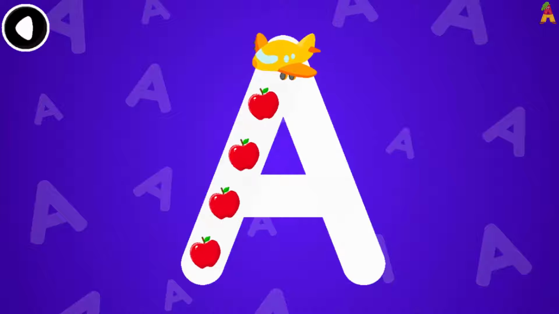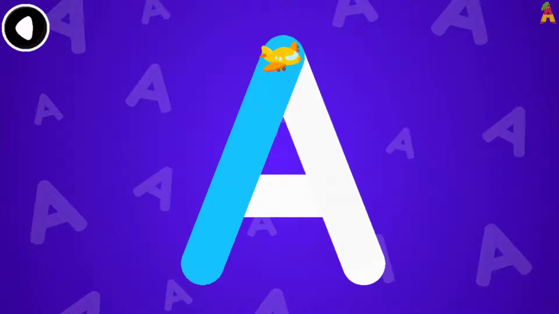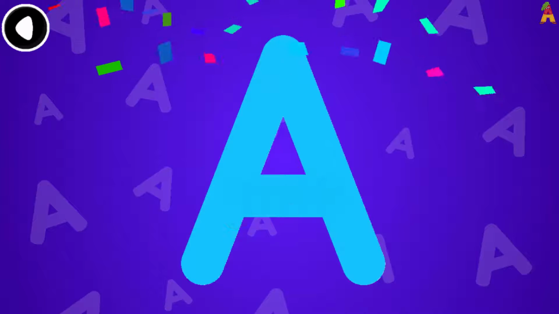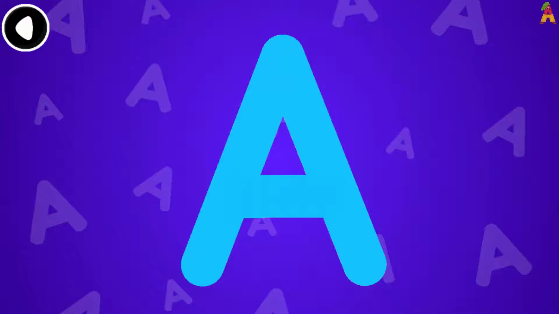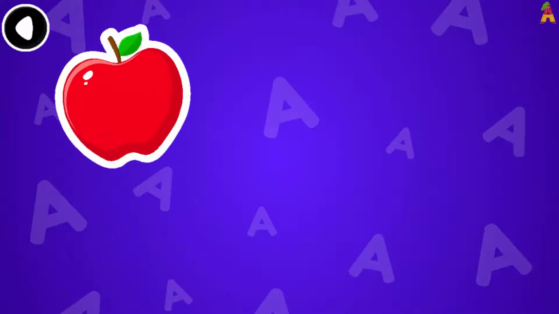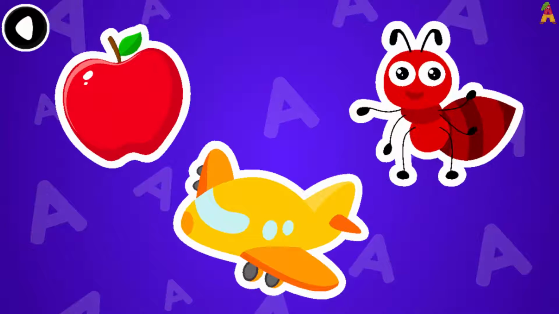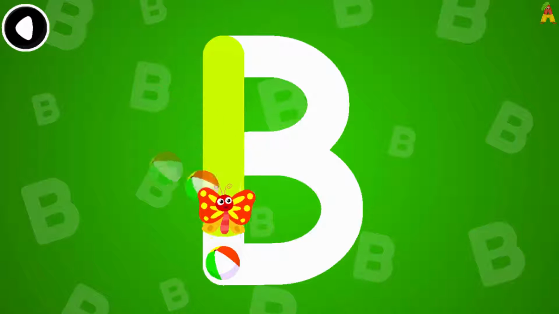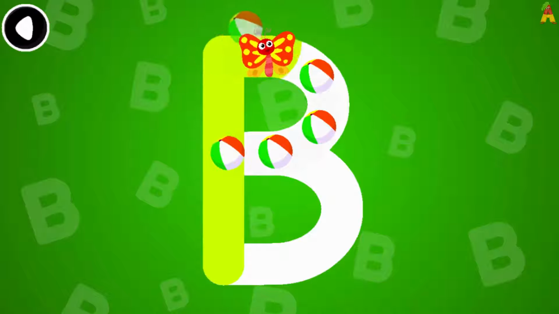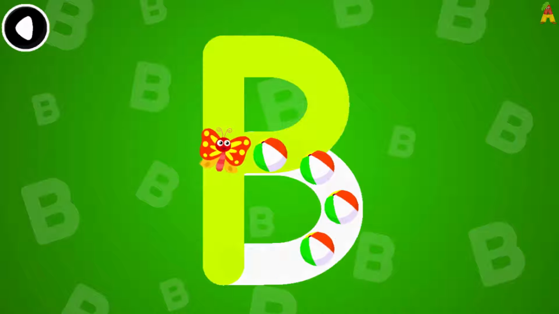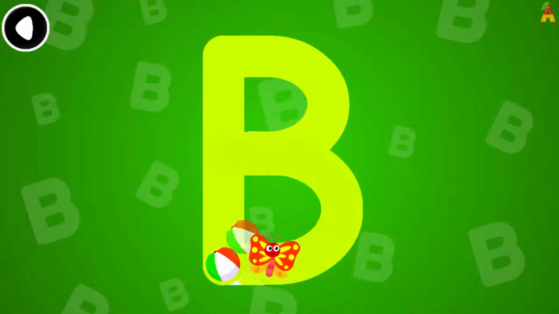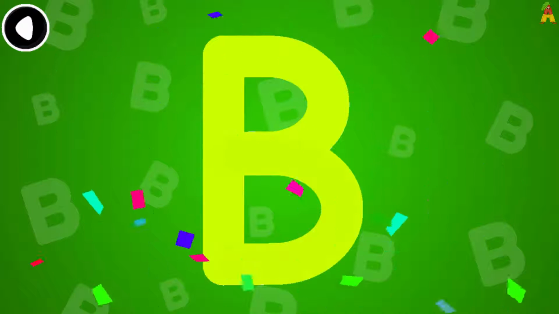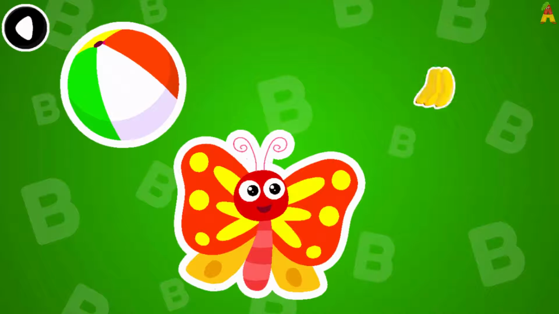This is the letter A. A is for apple, airplane, ant. This is the letter B. B is for ball, butterfly, banana.